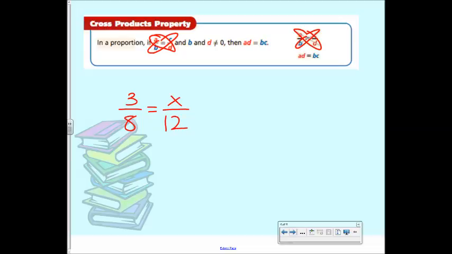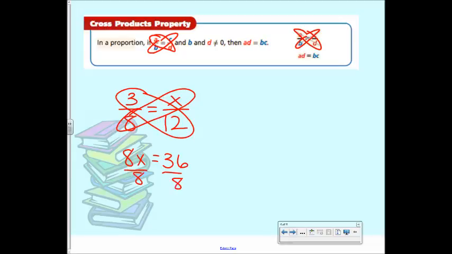So what would you do here to solve this? 8x equals 36 because you do 3 times 12 and 8 times x. And then to finish, you just divide by 8. Perfect. Divide by 8. So x equals 4.5. Yes, 4.5.